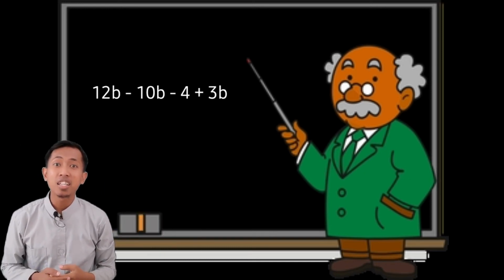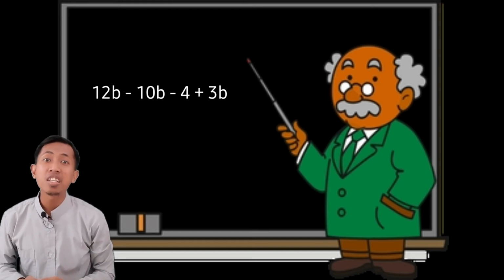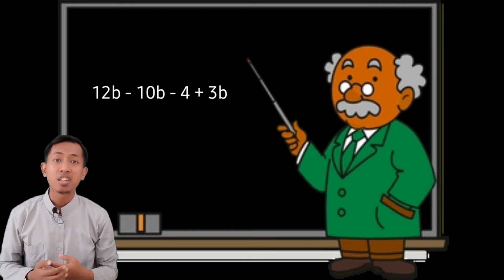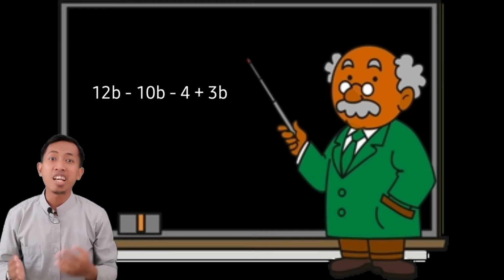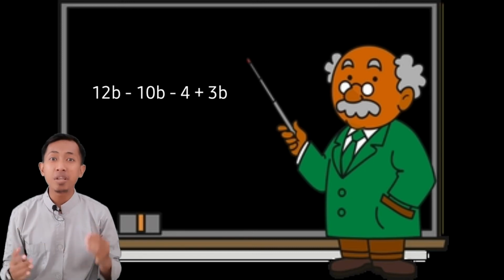Okay, next, focus on this question. 12b minus 10b minus 4 plus 3b. Can you guess the answer? Don't forget, you have to group them first: the terms that have b and then the terms that do not have b.